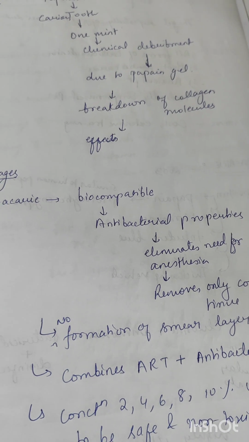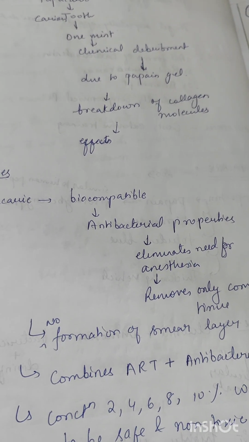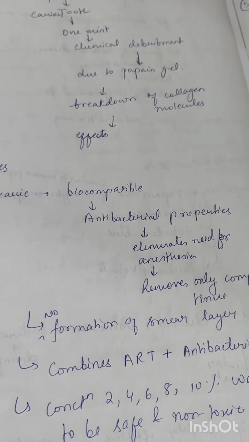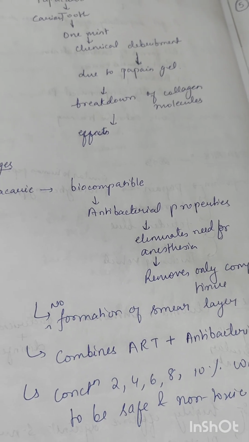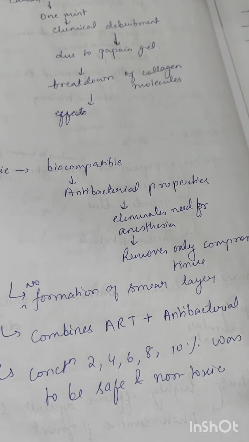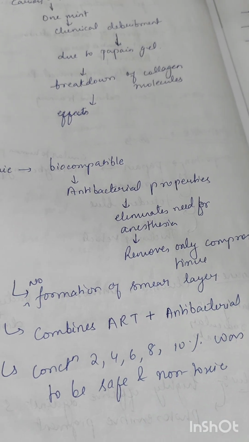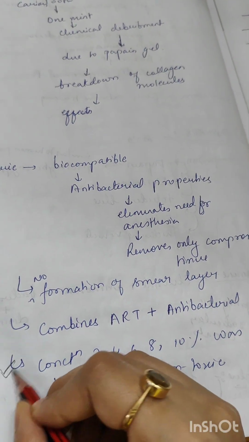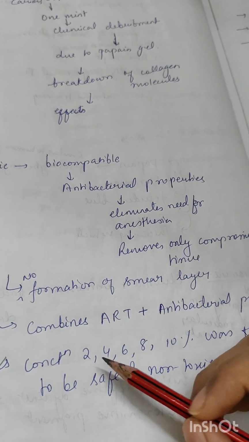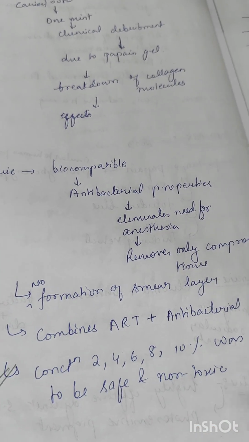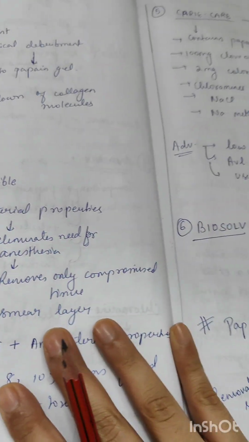This is actually general with every chemomechanical caries removal agent. It removes only the compromised tissue. No smear layer formation. It has a combination of ART plus antibacterial properties, and various studies have seen that concentrations of Papacárie at 2, 4, 6, 8 and 10 were found to be safe and non-toxic.